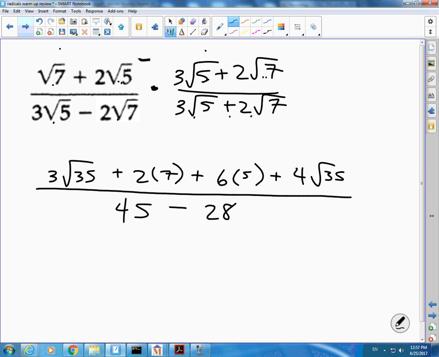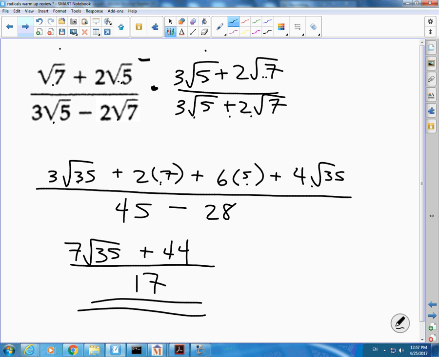All right, let's simplify the top. 3 root 35 plus 4 root 35 is 7 root 35. And this is 14 plus 30, which is 44, all over, did we have that right? 14 and 30, yep. And at the bottom, 45 minus 28, I think that's 17. And is there anything I can simplify there? Nope. That's the best I can do with that.